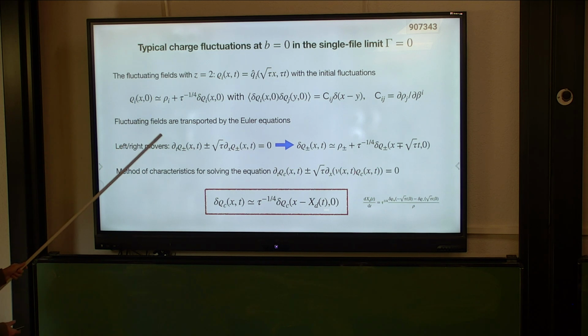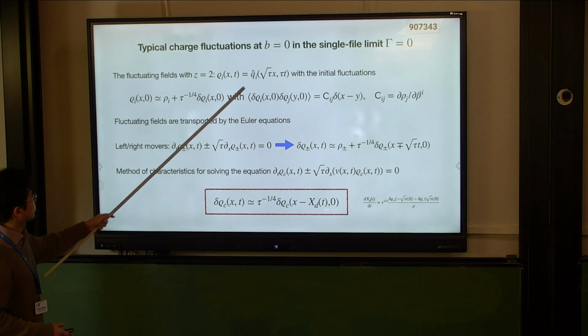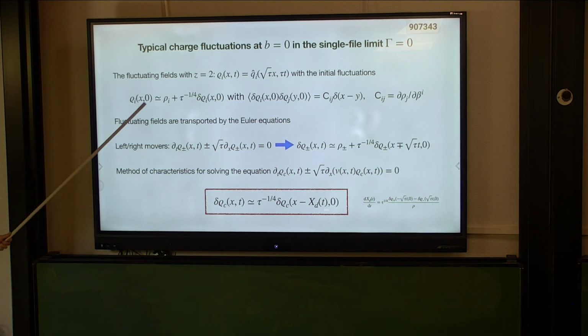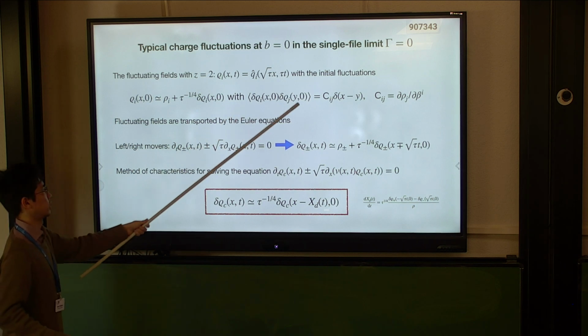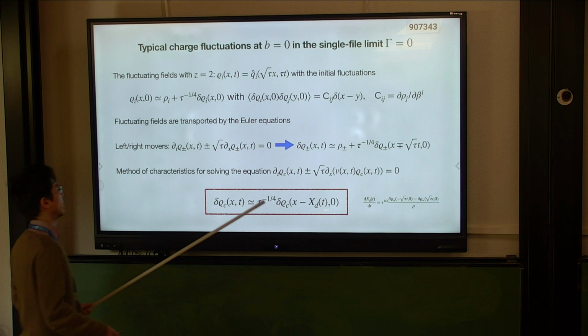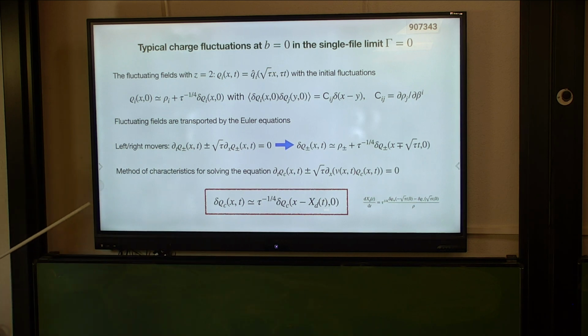Now the fluctuating fields have to be scaled with z equals 2 because that's the dynamic exponent of this transport. So you have to rescale like this. That's your fluctuating variable, and your initial condition is accordingly like this, where delta rho is Gaussian correlated like that, and the magnitude of it is set by the susceptibility matrix.